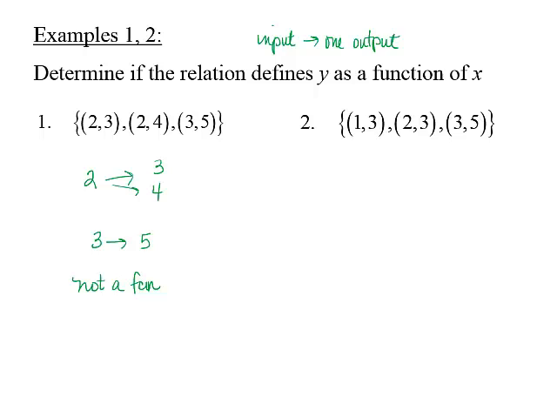In the second example, I have the set of ordered pairs (1, 3), (2, 3), and (3, 5). Thinking about what output values each x value corresponds to, I have input values of 1, 2, and 3. What do they correspond to? Well, 1 corresponds to 3, 2 corresponds to 3, and 3 corresponds to 5. So every value of x has only one value of y that it corresponds to, so this is a function.